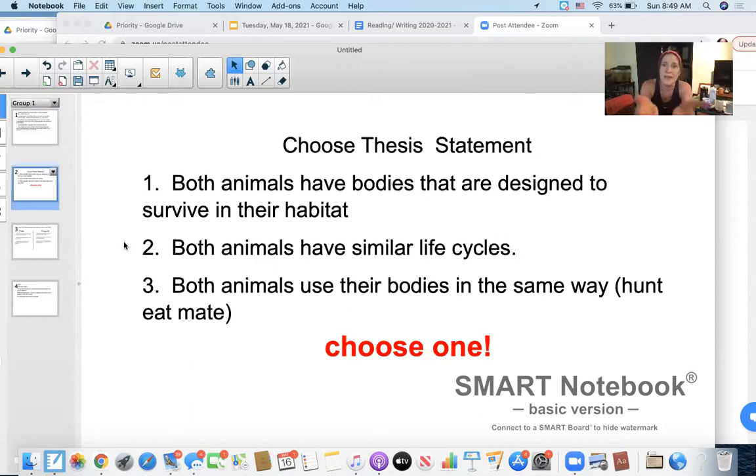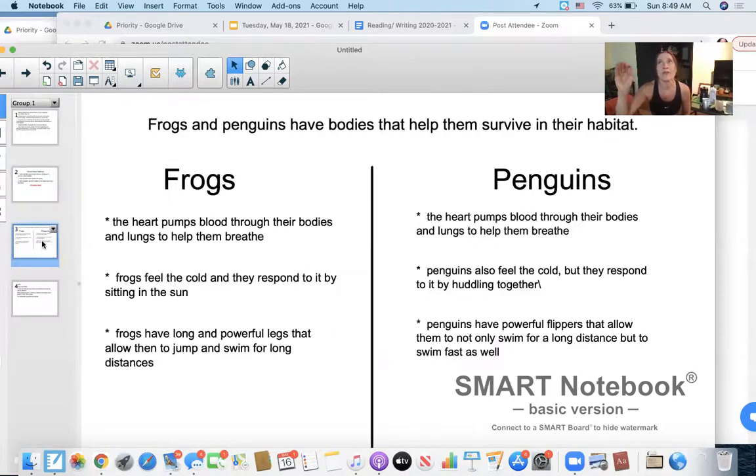Okay, so you're going to plug in your two animals so that this works. But again, you have to let the research do the thinking for you. All right, so here's what we came up with for frogs and penguins. In frogs, the heart pumps blood through their bodies and lungs to help them breathe. Well, guess what? With penguins, their heart pumps blood through their bodies and lungs to help them breathe.